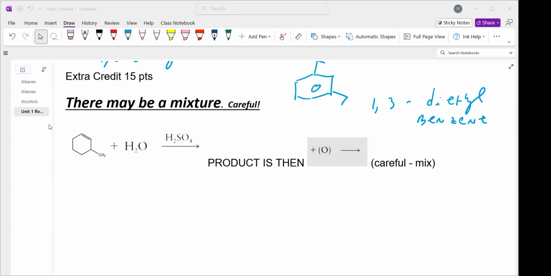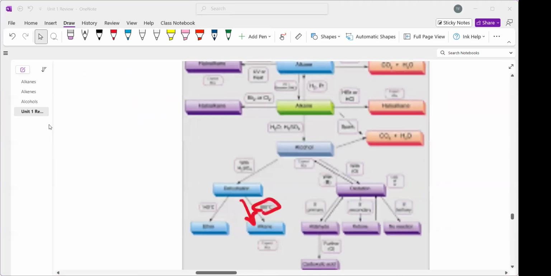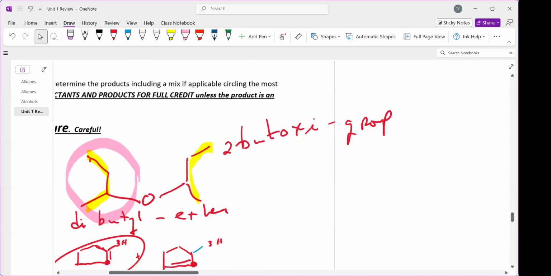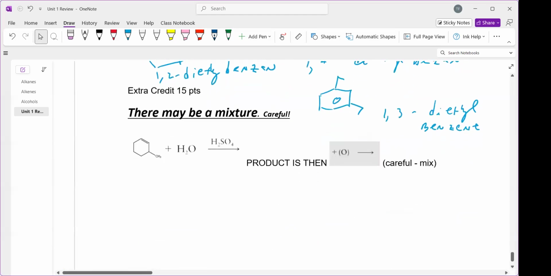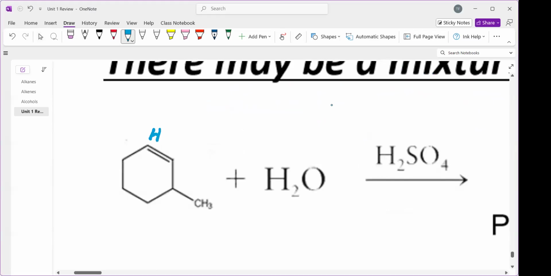Okay, so here we have an alcohol, and we're going to throw in some acid and water. What are you going to make? Okay, so we have an alkene. We throw in water and an acid, we end up with an alcohol. So that means the water is going to be across here. So we're going to end up with two alcohols. And they're not the same either.